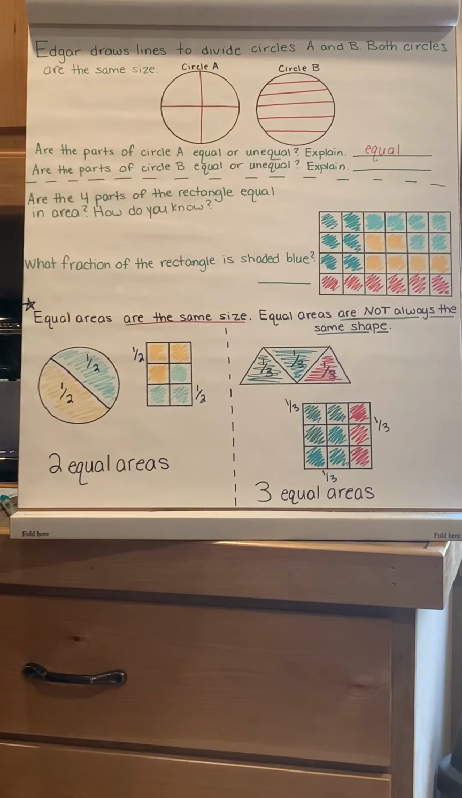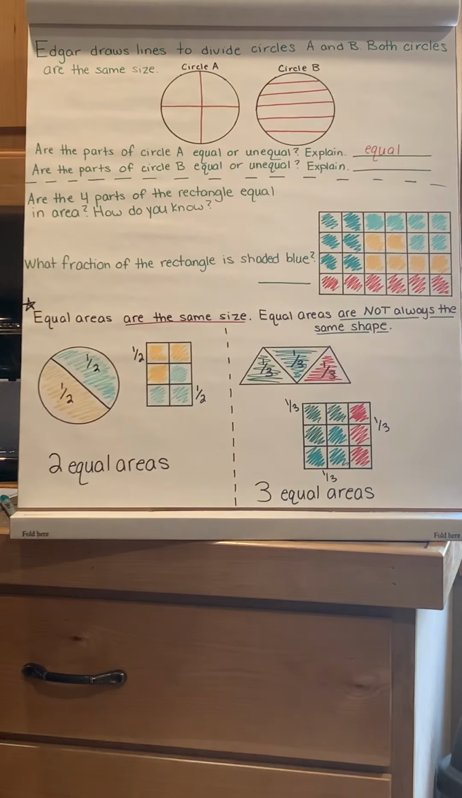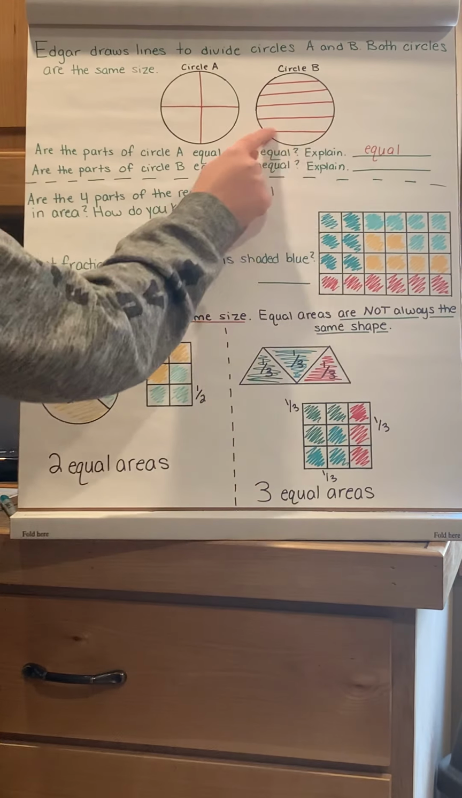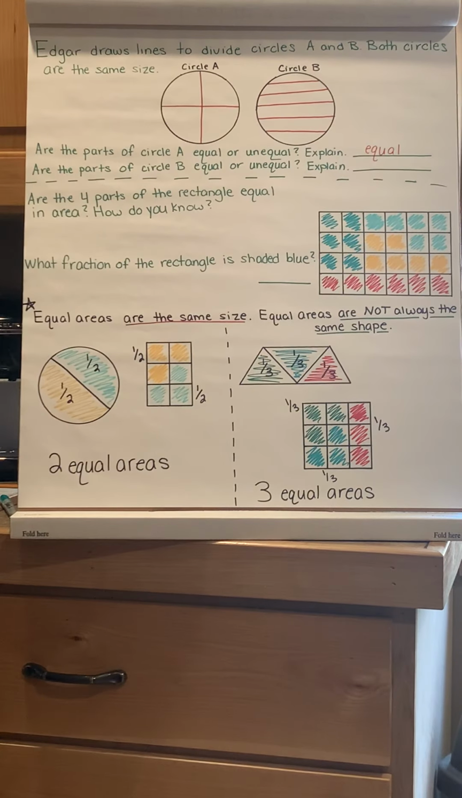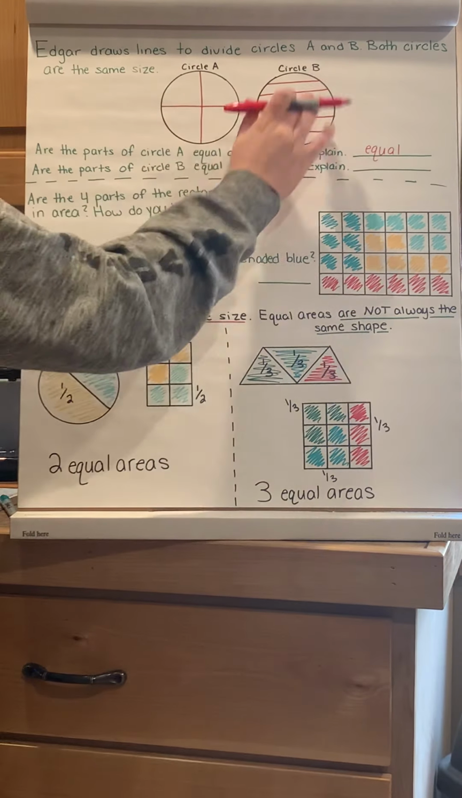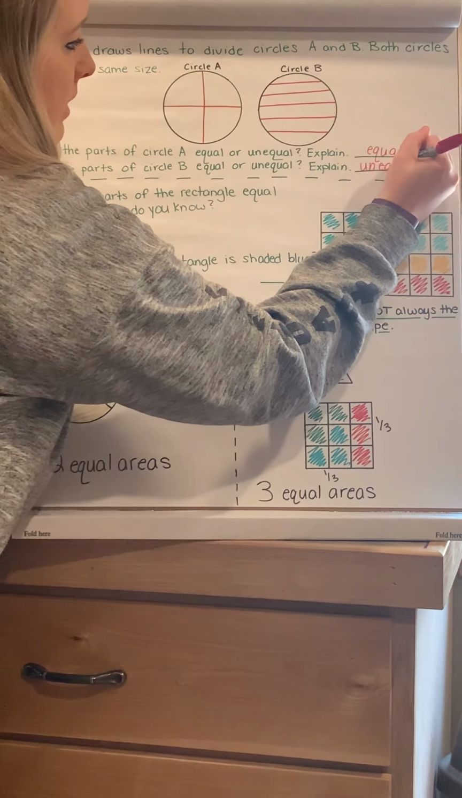So now let's look at circle B. Are the parts of circle B equal or unequal? Well, if I cut along each of these lines, are they going to fit on top of each other equally? Or are there going to be some smaller pieces and some bigger pieces? So I would say circle B is unequal.